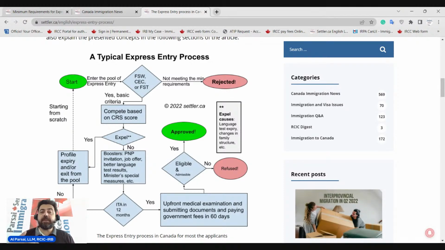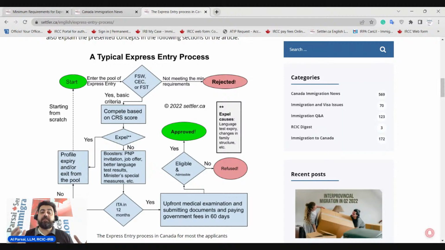As I mentioned, for example, invitation by a province can boost your points. Receiving a job offer can boost your points. Or if you take another language test and your test score is higher and you enter the new test score, then it will boost your points. Also, starting from 2023, the ministers will run some special measures for selecting people from the pool of Express Entry. So your score could be lower, but still they could invite you to apply.